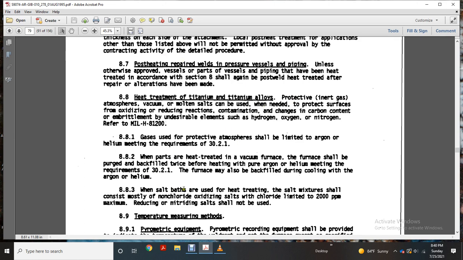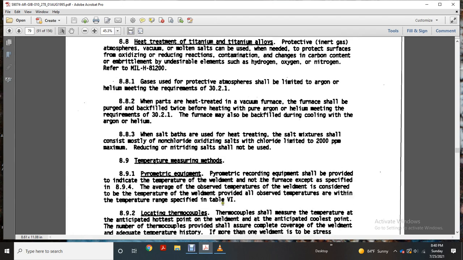8.8.3 When a salt bath is used for heat treatment, the salt mixture shall consist mostly of non-chloride oxidizing salt, with chloride limited to 2,000 parts per million maximum. Reducing or nitriding salt should not be used. Temperature measuring method.